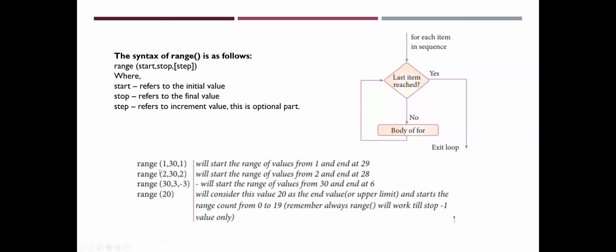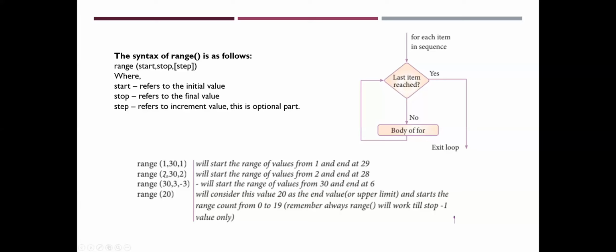Here is the range example. Here the range is 1, 30, 1. It means 1 is the start value and 30 is the stop value. It will run until stop minus 1, which is 29, since 30 minus 1 is 29. And this iteration will be plus 1 each time. So the step value is the incremental condition.